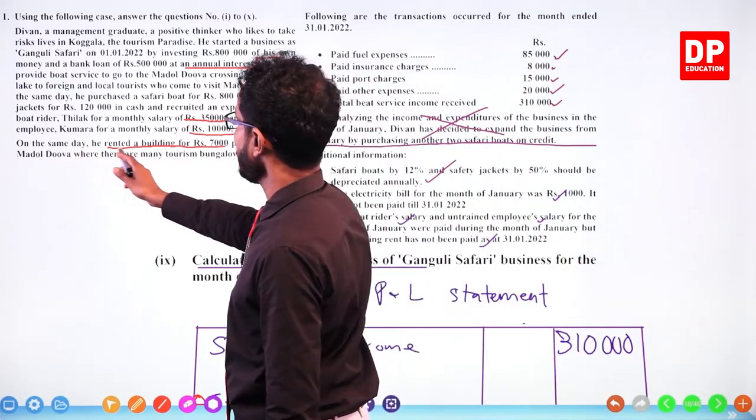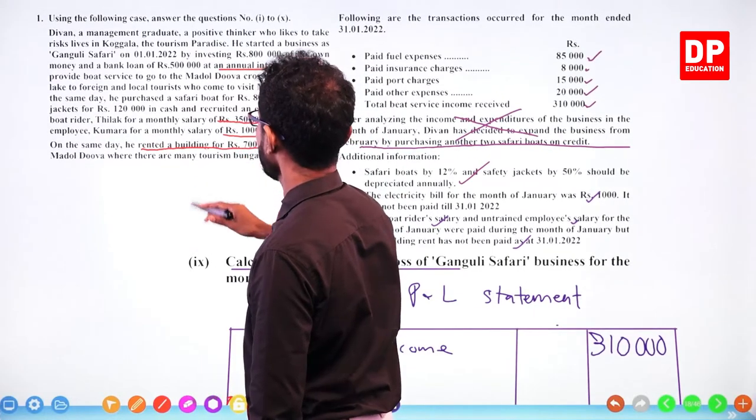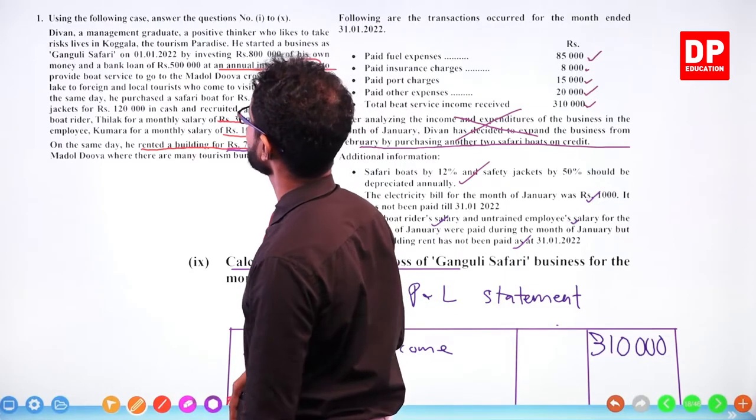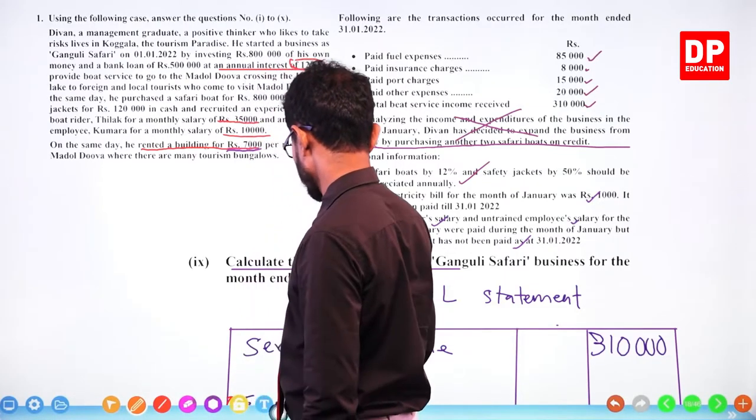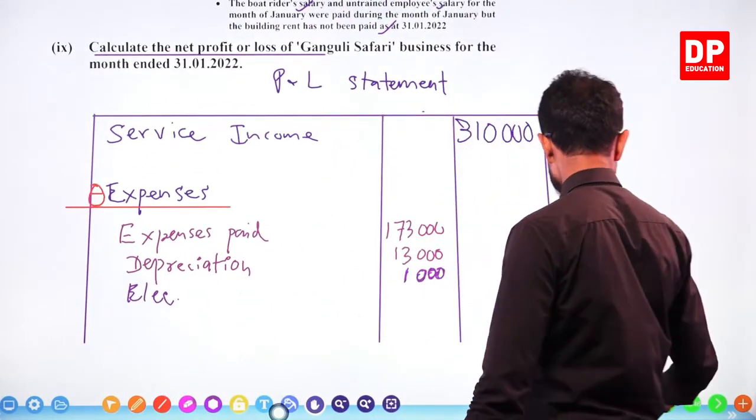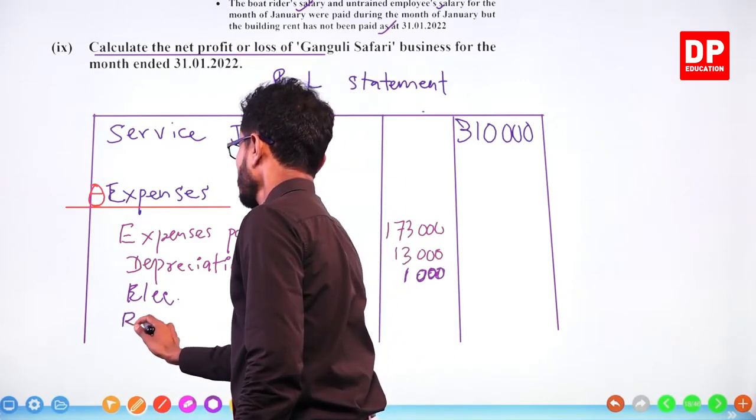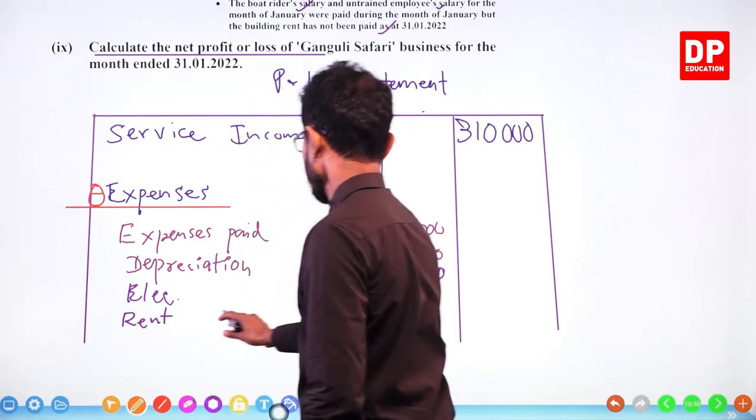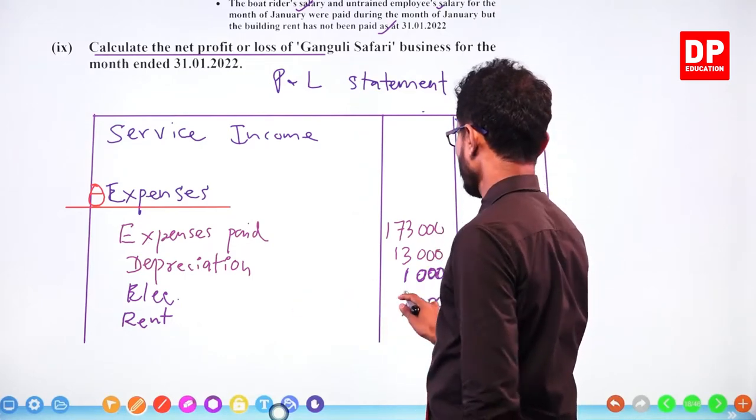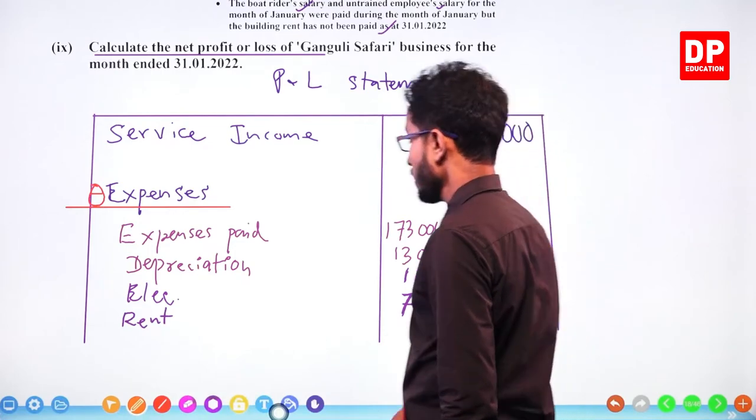Building rent: on the same day, rented the building, 7,000. That is another expense, 7,000. So I have to take 7,000 too under the expenses. Rent, 7,000. Done. Okay. Is that all?